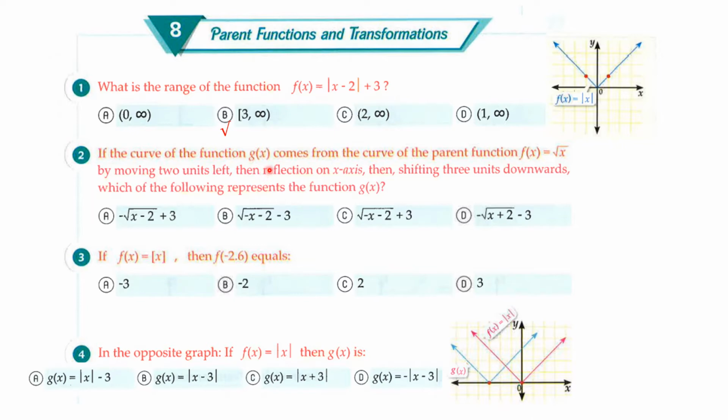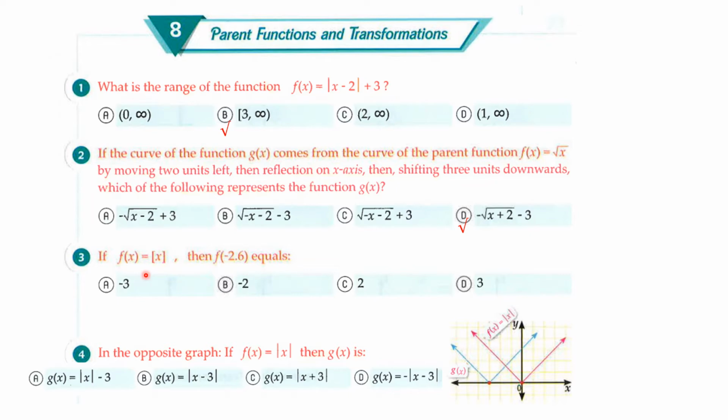If the curve of the function g of x comes from the curve of the parent function f of x equals root of x by moving 2 units to the left, that means a plus 2 inside, right? Reflection on the x-axis means a negative outside. Then shifting 3 units downwards means minus 3 outside. Which of the following represents the function g of x? It should be D, according to your understanding of transformations.